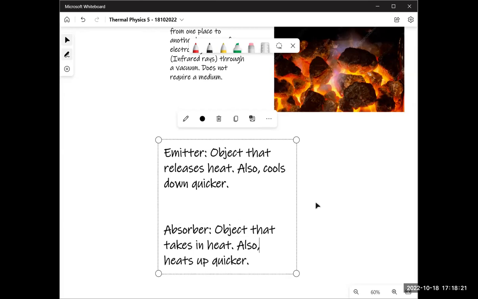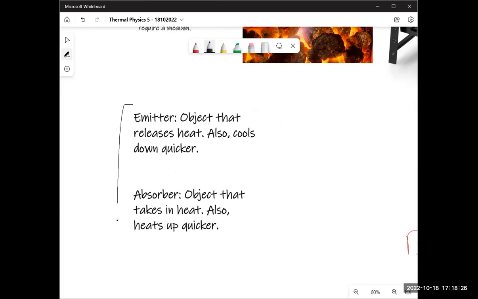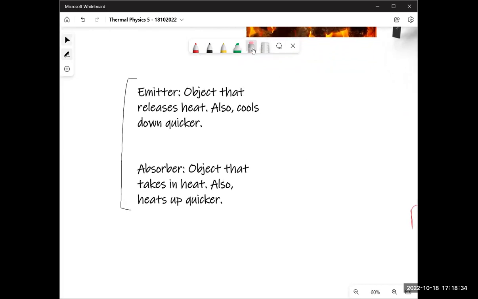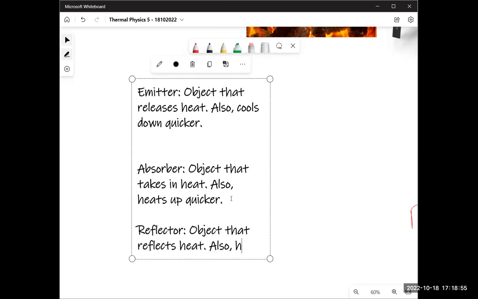Any questions? Now, Lula, read this from the beginning out loud while writing it. Emitter, object that releases heat, also cools down quicker. Absorber, object that takes in heat, also heats up quicker. All right. Now, what is a reflector then? Object that doesn't take in heat, doesn't give out heat, it reflects heat. Okay. Also, heats up slower.